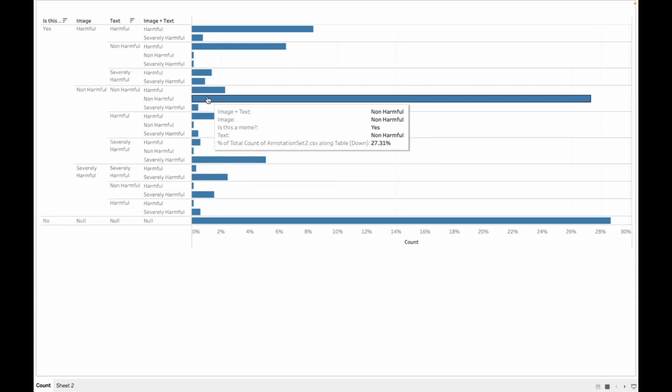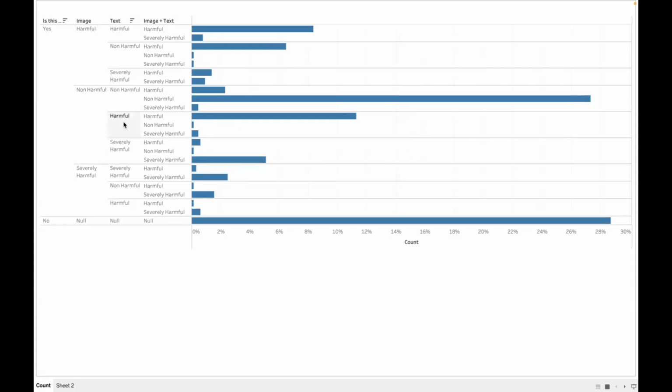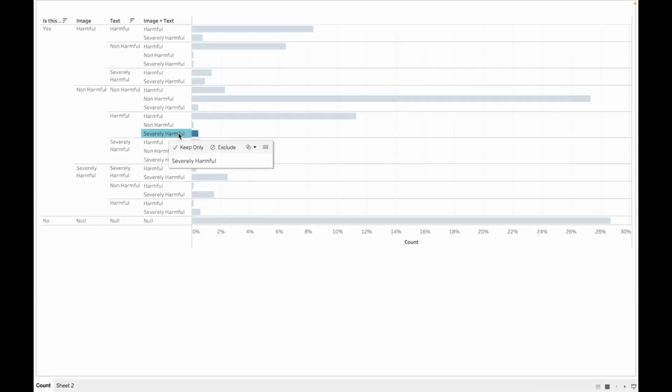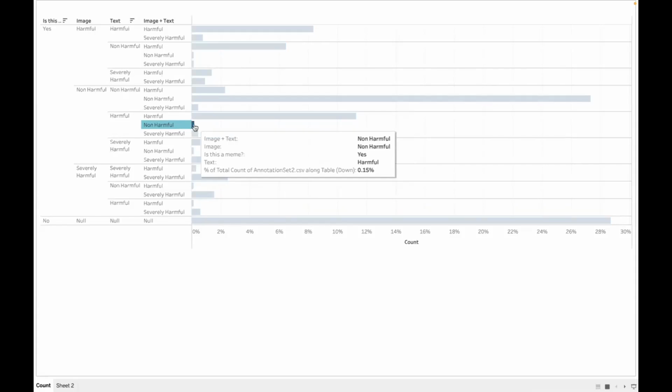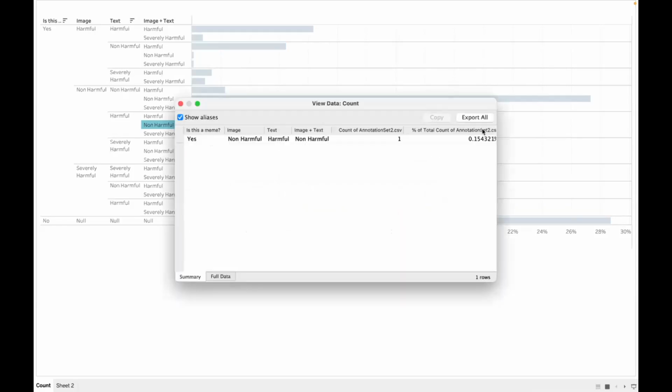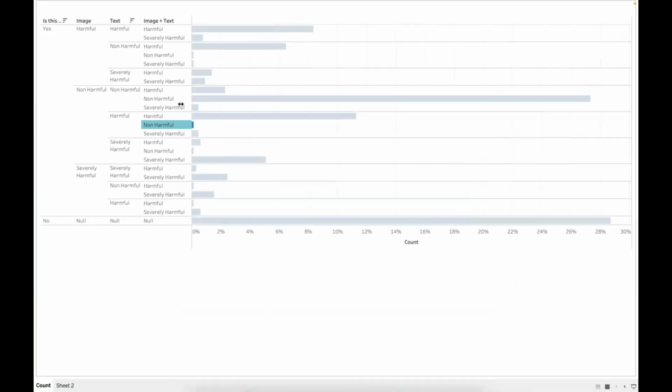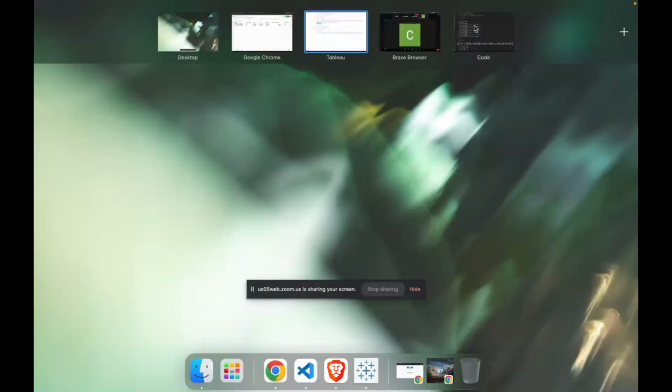As Chirag mentioned in the annotation rules, if either the image or text is harmful, then image plus text will always be harmful. But here the text is harmful, yet a few annotators have mentioned that the image plus text is not harmful. So this is a wrong annotation. We can see it from here that this image ID is annotated wrongly. So we will remove this, or ask the annotator to correct this data point.